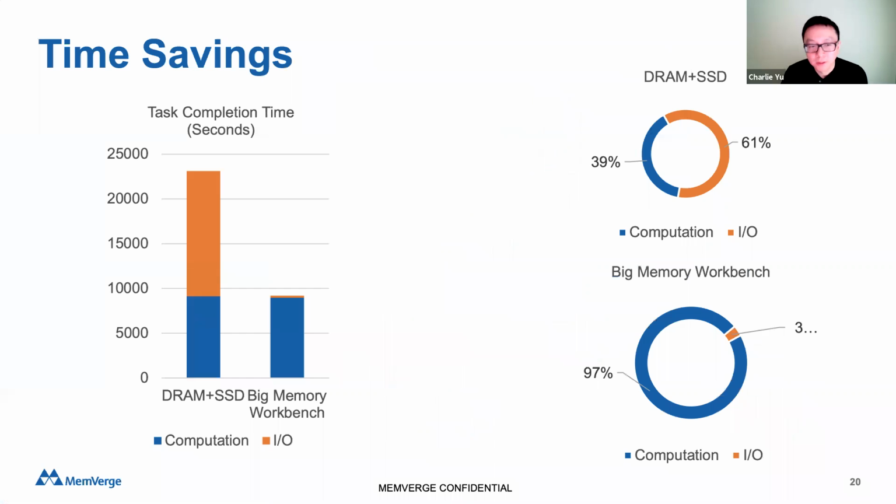So overall, you can see here the completion time is hugely improved. The blue bar is the net CPU computation time it took for this job. And you can see here, there is no difference, right? We're not going to be able to save your CPU clock time, but we're going to save dramatically on the IO time. So the IO time reduced from 61% here to only 3% with our big memory.